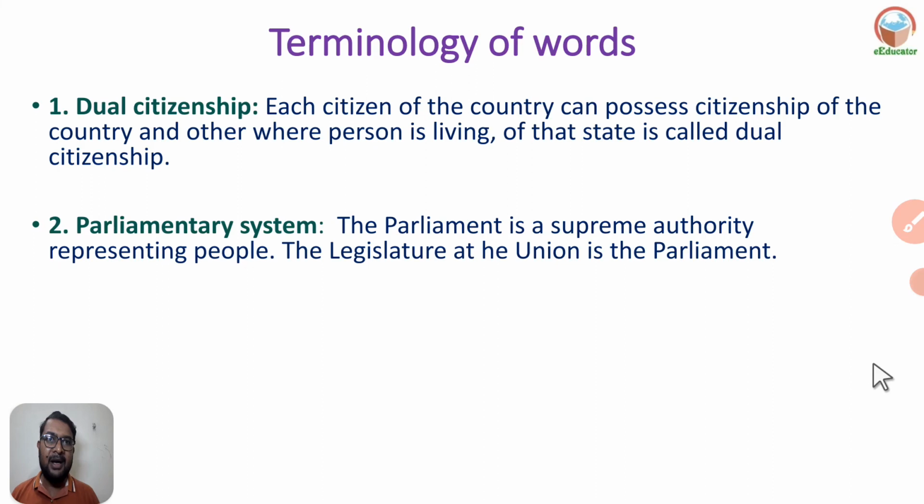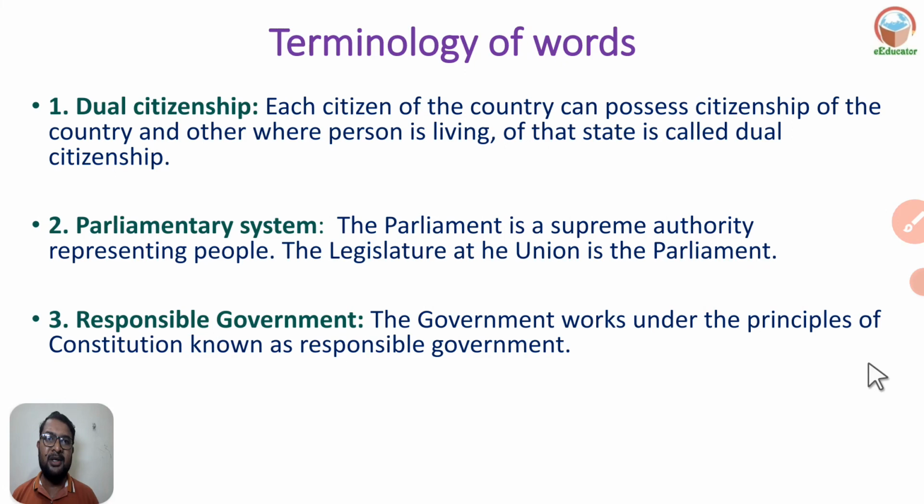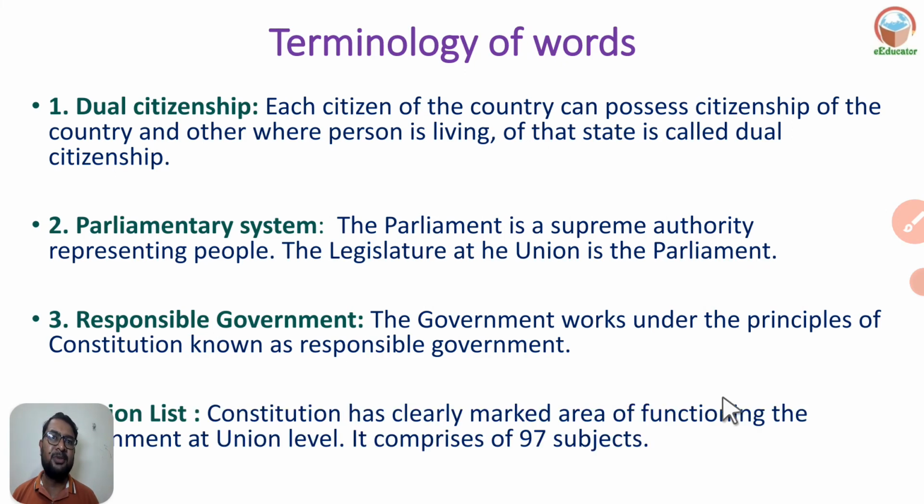Second, parliamentary system. The parliament is the supreme authority representing the people. The legislature at the union level is the parliament. Responsible government: the government works under the principles of a constitution and is known as a responsible government.